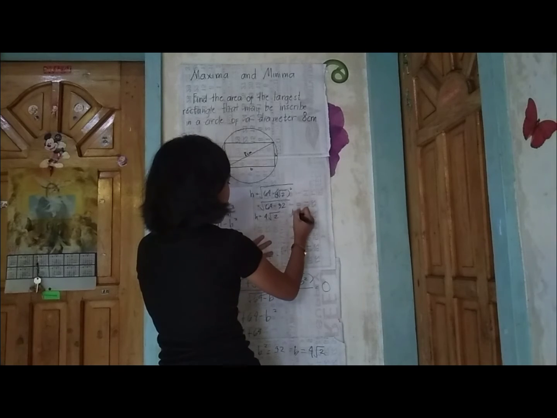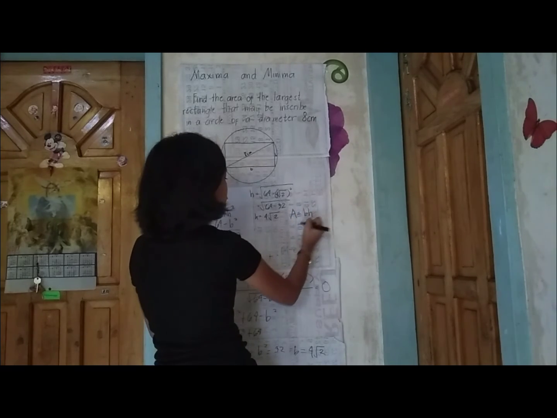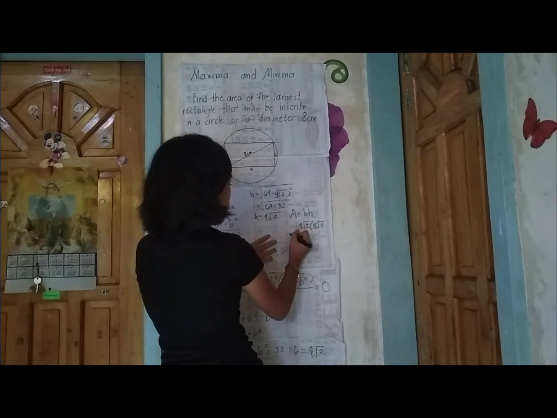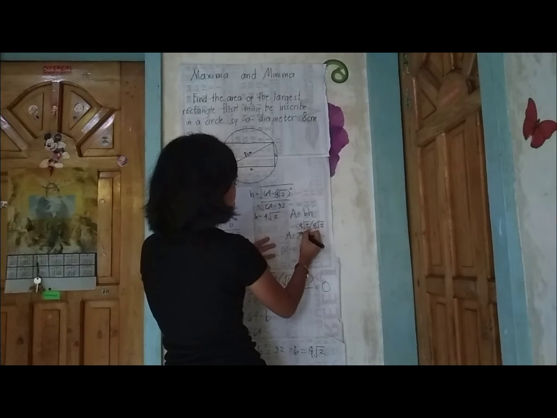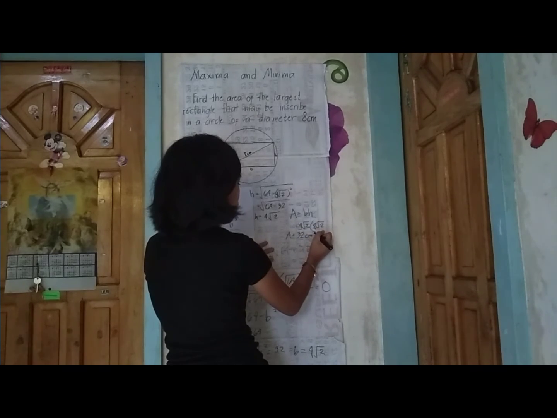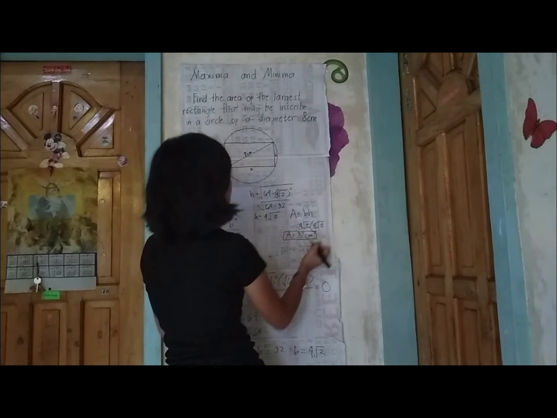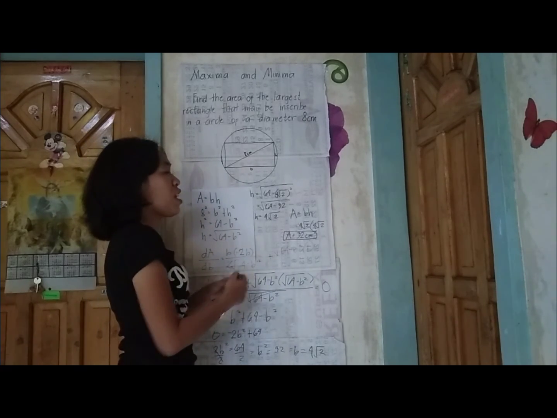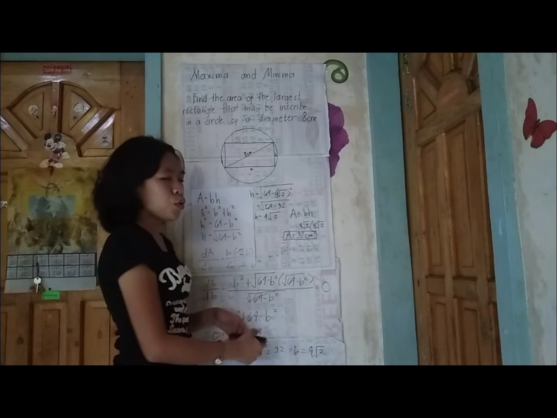Then area is equal to base times height. Our base is 4 square root of 2 multiplied to the height, 4 square root of 2. Then our area is 32 square centimeter. So this is our final answer. So the largest area of a rectangle that may be inscribed in a circle with a diameter of 8 cm is 32 square centimeter.